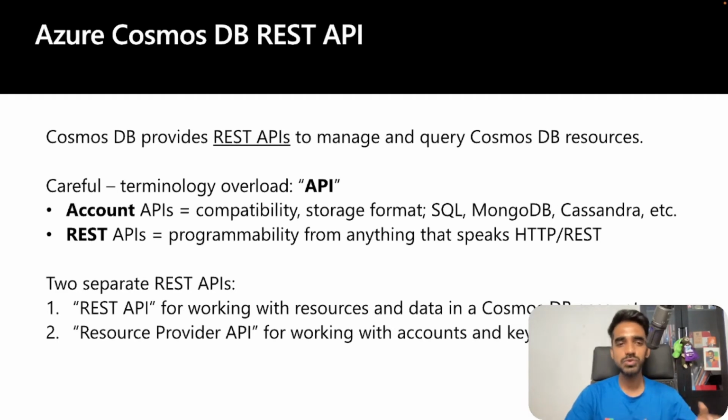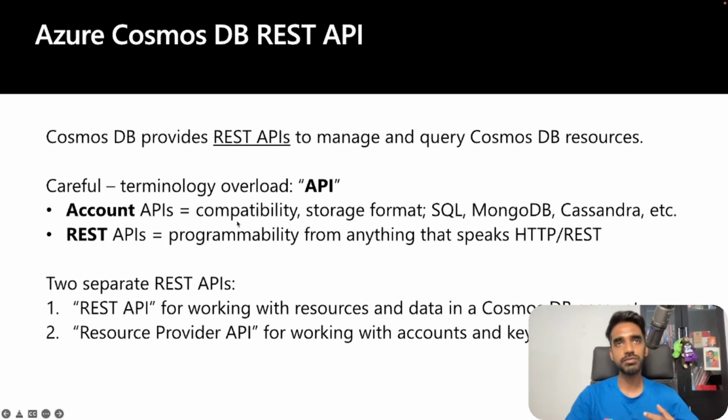Developers use these REST APIs in general to programmatically access Cosmos DB via HTTP calls. So if you are a programmer who has heavily used REST APIs, you know how to do this via the HTTP protocol. There are 2 REST APIs, as you see in the slide, in the Cosmos DB world. First is called the REST API, and you would use this to work with resources and data inside the Cosmos DB account. We also provide something called the Resource Provider API for working with accounts and keys.